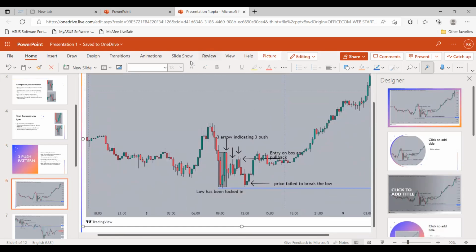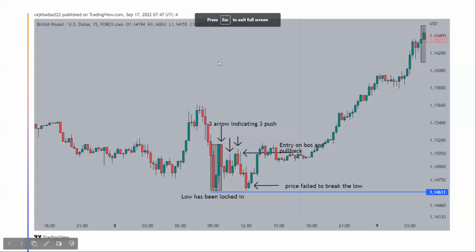This is the low... wait, let me just switch to full screen. Now you are able to see my screen.